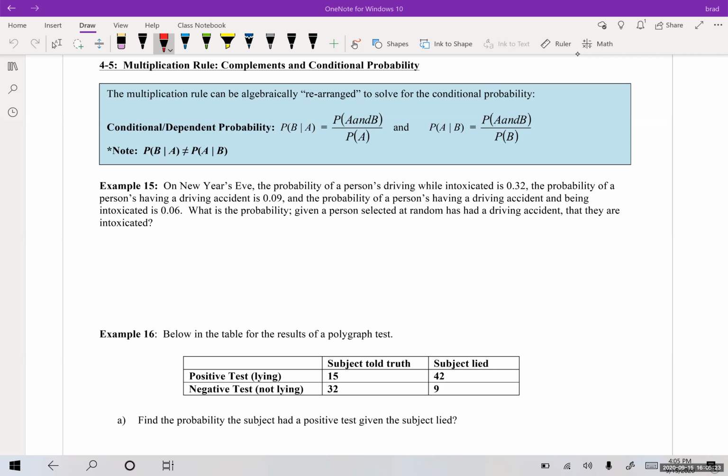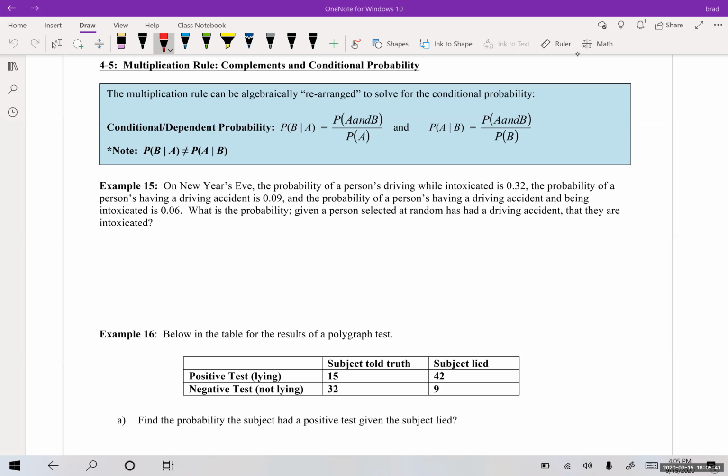So in this last section, once again, the numbering may not line up. I think in your homework, it might be called 4.4. And this is also part of 4.3, so it doesn't quite line up perfectly with your homework, but we're going to go over the multiplication rule, complement, and conditional probability.